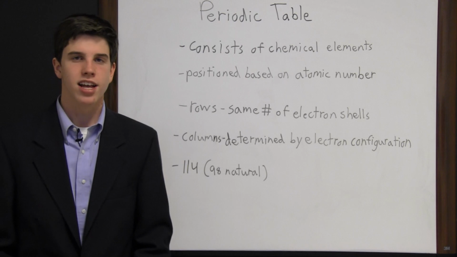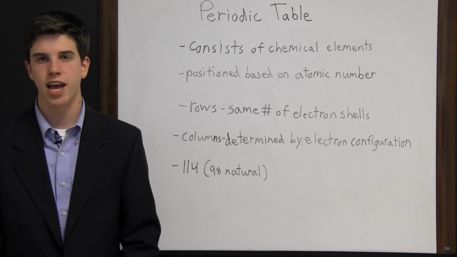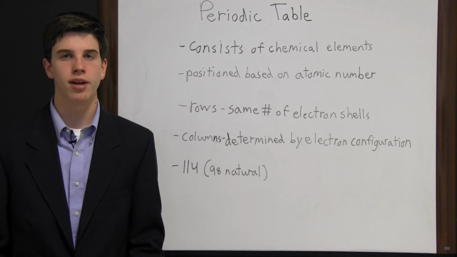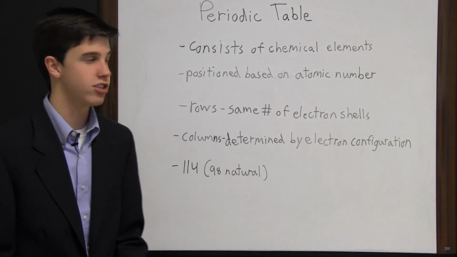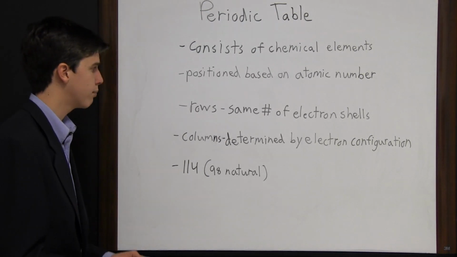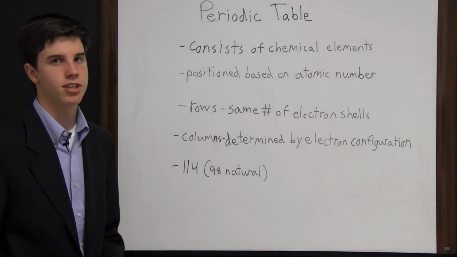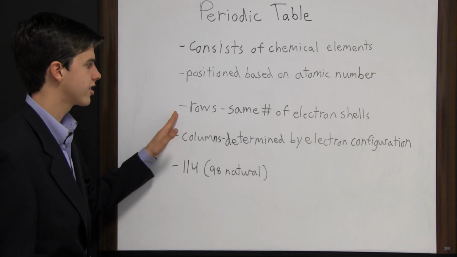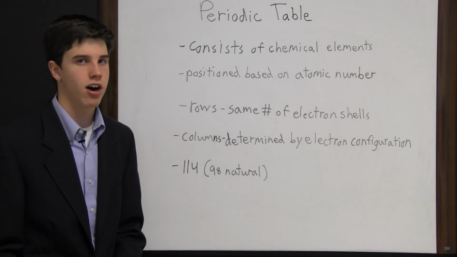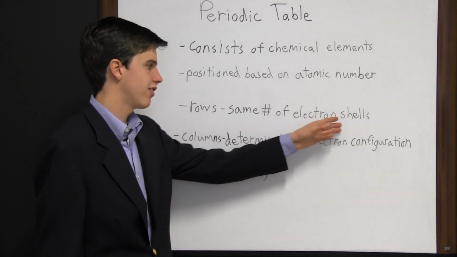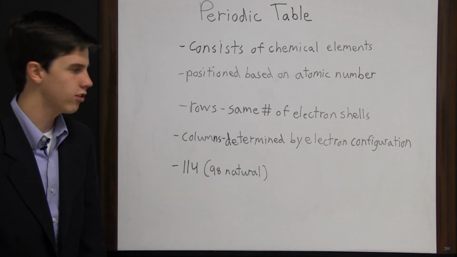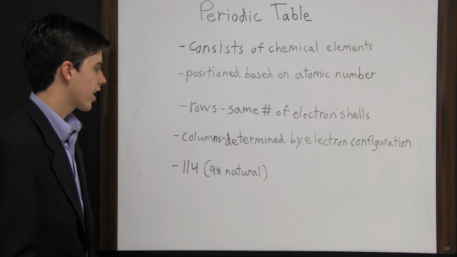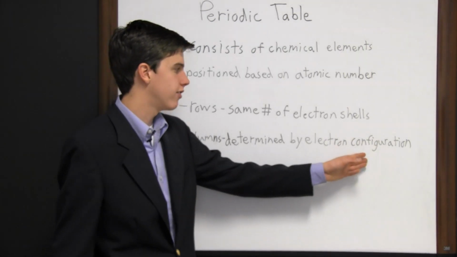So hydrogen is the first element on the periodic table because it has one proton in its nucleus. And then the next chemical element has more protons in its nucleus. Like I said, the periodic table arranges chemical elements very systematically. So if you were to take a look at one row on the periodic table, all of the chemical elements on that one row would have the same number of electron shells. And if you were to take a look at one column, all of the chemical elements in that column would have the same electron configuration.